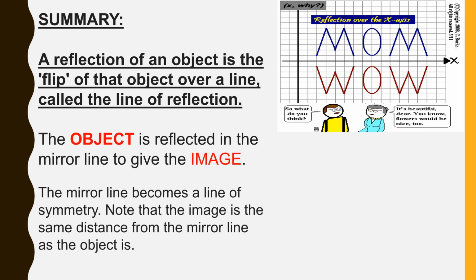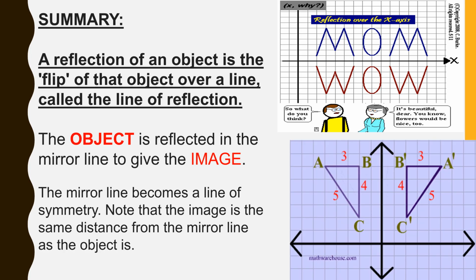I also said that the object is reflected in the mirror line to give the image. So before the reflection, we have the object. So the mirror line becomes a line of symmetry. Note that the image is the same distance from the mirror line as the object is. So each point of the image is the same distance from the line as the object is, just that we have it on the opposite side of the line.